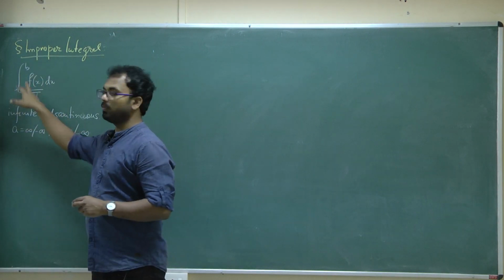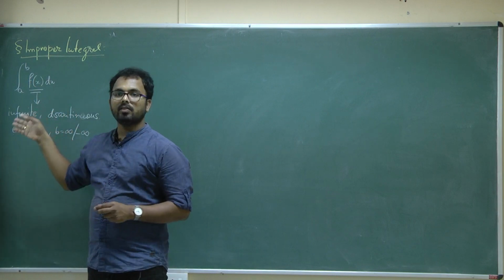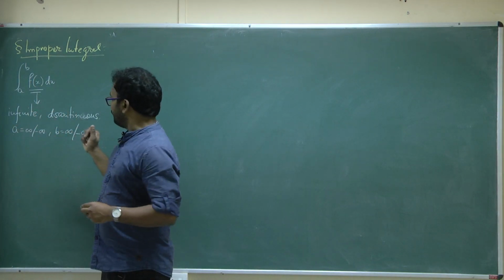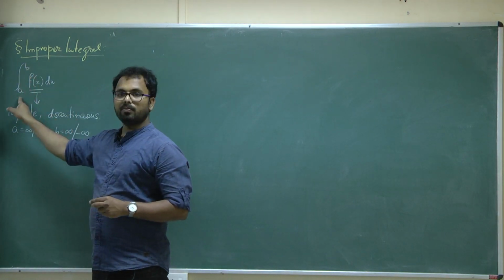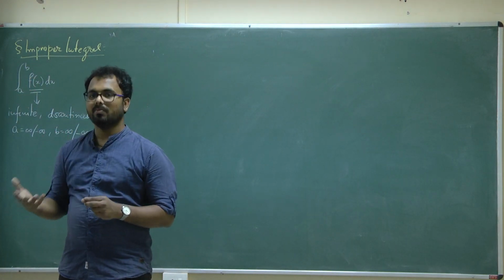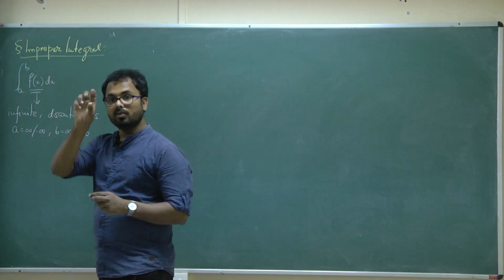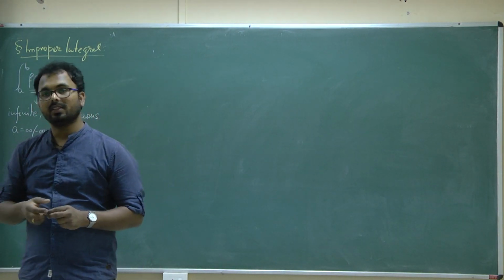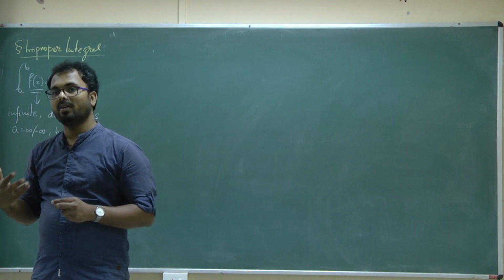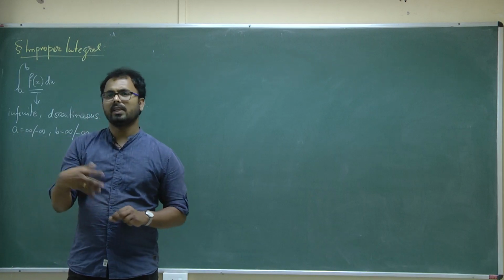For example, if your a and b are finite, however, your function is becoming infinite at any one of the points or at the endpoints itself, then in that case the integral is an improper integral. If either one of the endpoints is minus infinity or plus infinity, then that is also an example of an improper integral. Your function might become discontinuous within the given range of integration, then that is also an example of an improper integral. But mostly we are concerned with the infinite discontinuity.